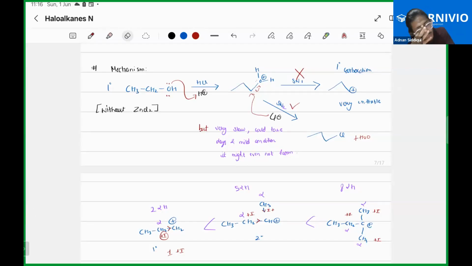Why should a 3-degree carbocation react if it is the most stable intermediate? If you are not able to answer, you can tell me. We will discuss it, right? Yes, sir.